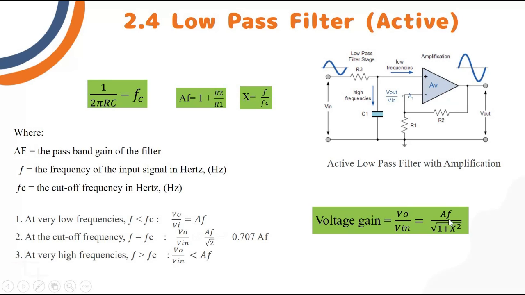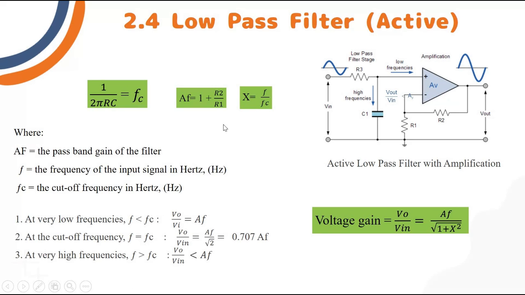Vout is equal to AF divided by the square root of 1 plus X squared, multiplied by Vin. X is equal to the frequency of the input signal over the cutoff frequency. The cutoff frequency equation is 1 over 2 pi RC. We have 3 cases. If the frequency of the input signal is less than the cutoff frequency, or equal to the cutoff frequency, or higher than the cutoff frequency, the gain of this circuit depends on AF multiplied by approximately 1, or multiplied by 0.707, or is much less than AF. AF is equal to 1 plus R2 over R1.